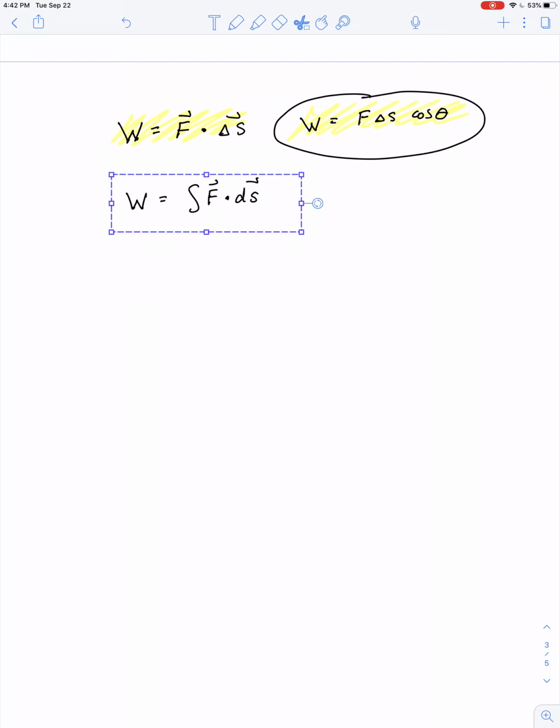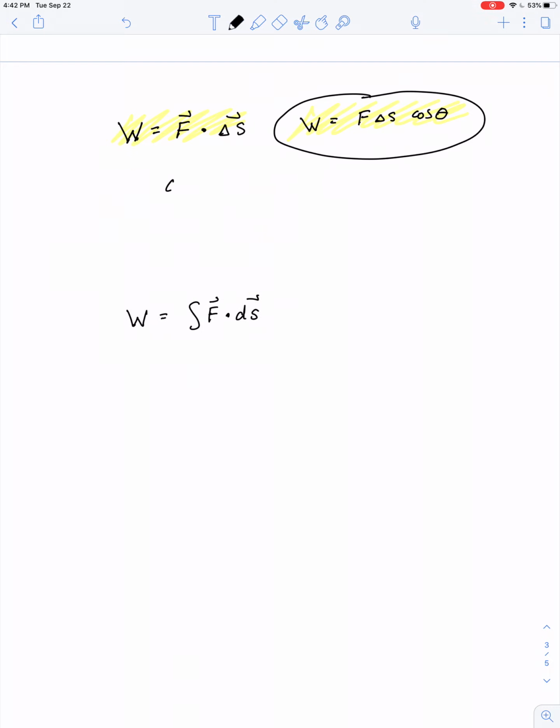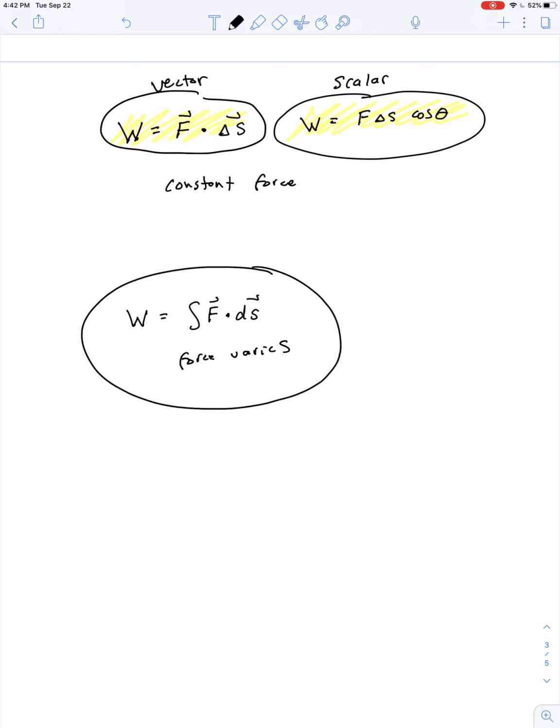These both apply to the case where the force remains constant. The first one is a vector equation, and the second one converts that into scalar mathematics. In the case where the force varies, we have to write the formula for work in this form. And in the next video lesson, we'll give an example of how we apply this version of the equation for work.